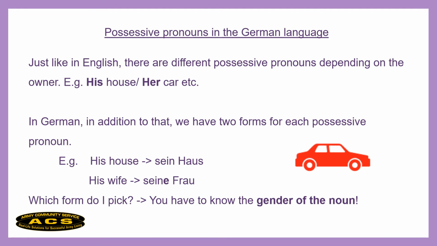Which form do I pick? I have to know the gender of the noun that's following. His house in German is sein Haus because Haus is a neutral noun, das Haus. His wife in German is seine Frau because Frau is a feminine noun, die Frau.